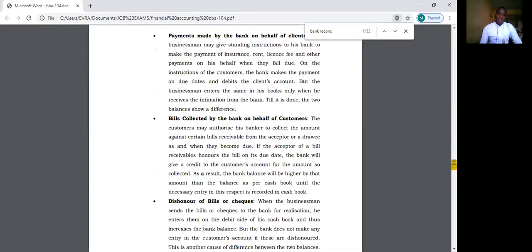So all learners, please note this and try to keep it in your mind. It is very easy when it comes to the causes of bank reconciliation. Another reason would be bills collected by the bank on behalf of a customer. Here, the customer may authorize his banker to collect the amount against certain bills receivable from the acceptor or drawee as and when they become due.